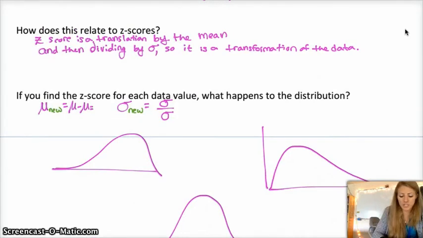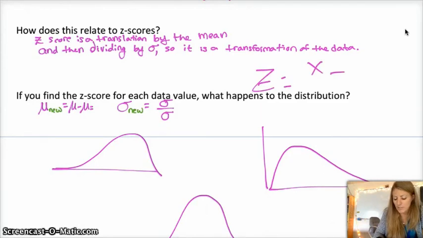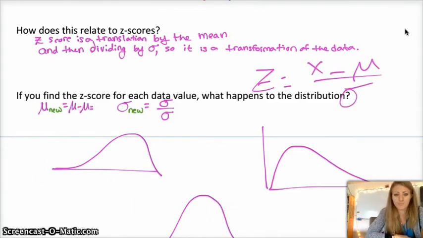So remember that your z-score is your x value minus your mean over standard deviation. And so basically for each individual value, you're taking that value, subtracting the mean, so you're shifting it over by the amount of the mean, and then you're dividing by sigma, so you're dividing by a constant, which changes the spread.